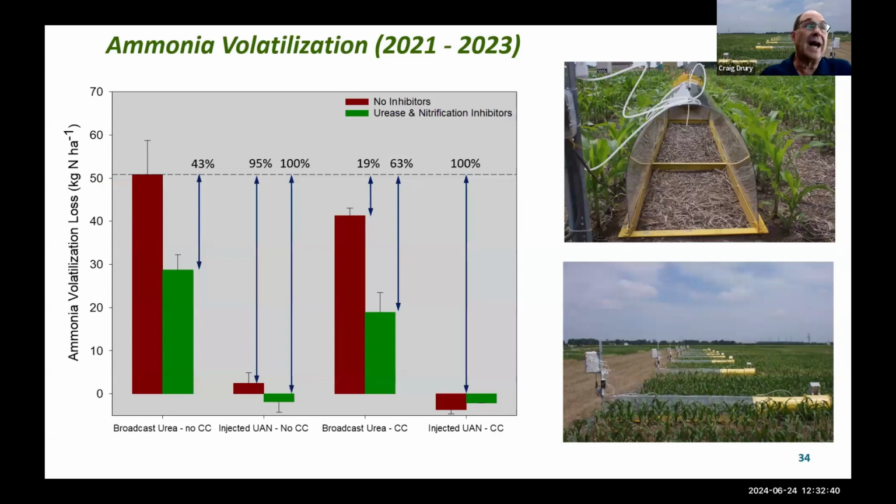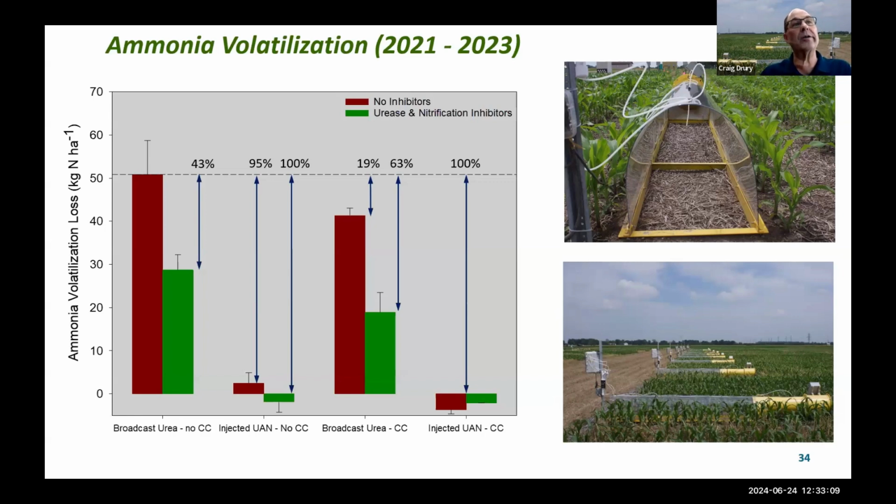Here with ammonium volatilization starting out, the average over 3 years in this particular study was very high. We applied about 160 kilograms and lost about a third of that to ammonium volatilization with broadcast urea. The first green bar, 43% reduction in loss, was injecting, anywhere between 95 to 100% injection.